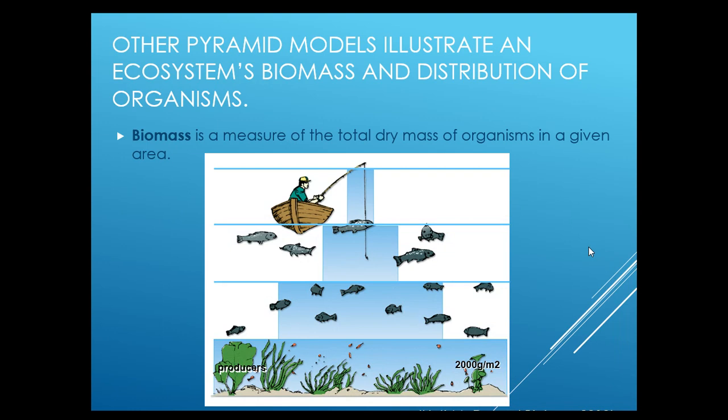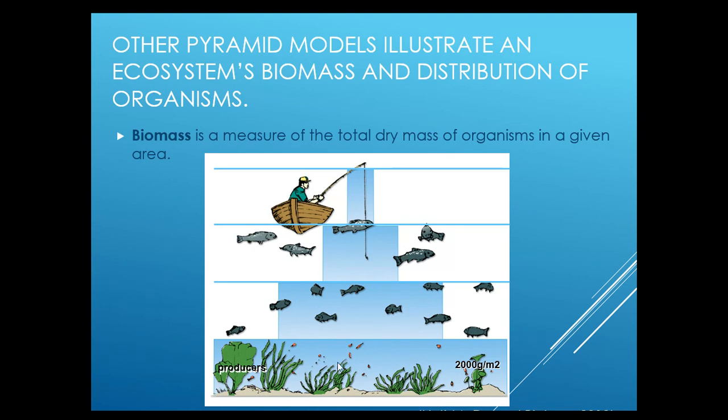Now, as we look at how matter is distributed within an ecosystem, we'll actually use a couple of different models to help give us a better understanding of this. So the first one we're going to look at is what we call a biomass pyramid. So this is going to be a measure of the total dry mass of organisms in a given area. And again, we're going to be looking at the different trophic levels within an ecosystem.